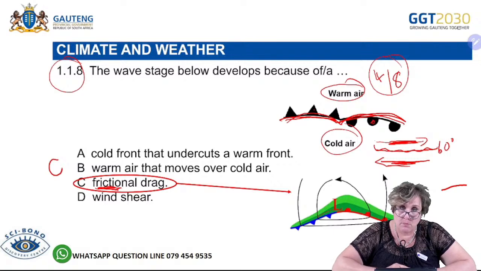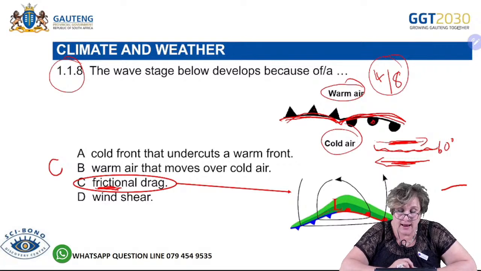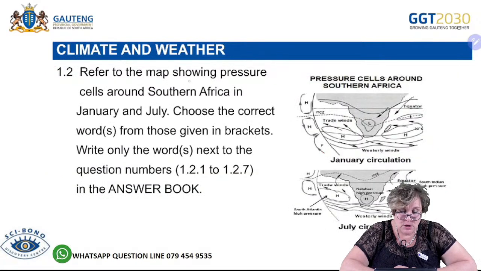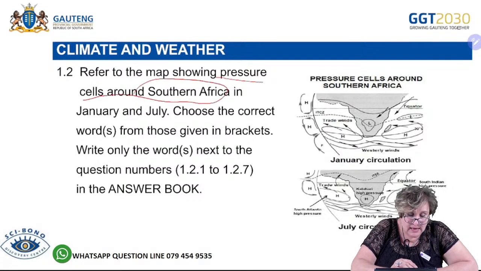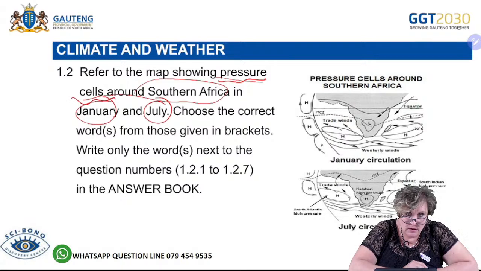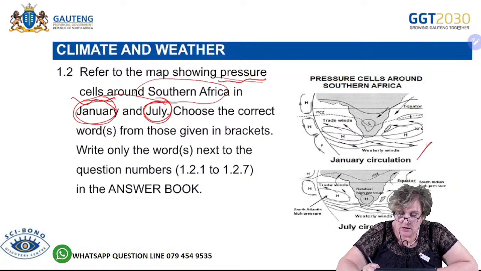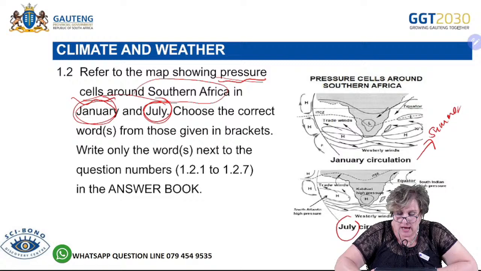Now we go to 1.2. It's also short objective questions. It says, refer to the map showing pressure cells around southern Africa in January and July. So I see pressure cells. January and July are my keywords, because January means it must be summer. July means it's going to be winter.